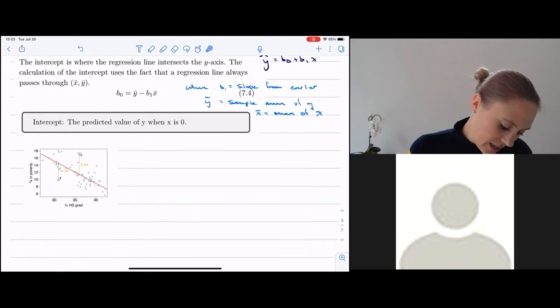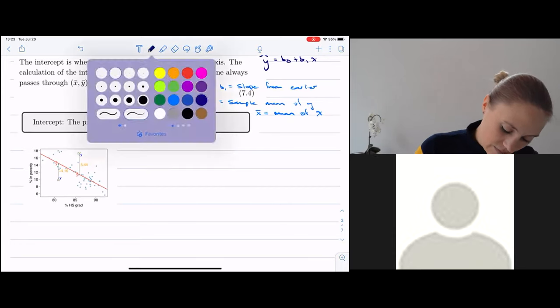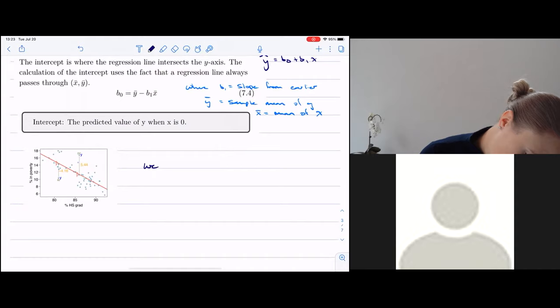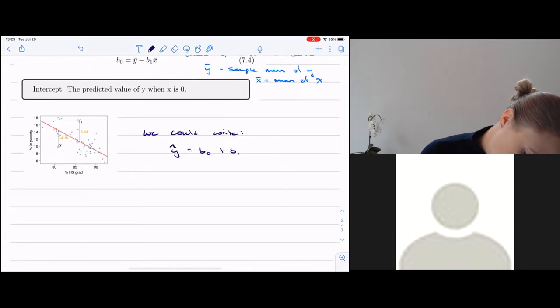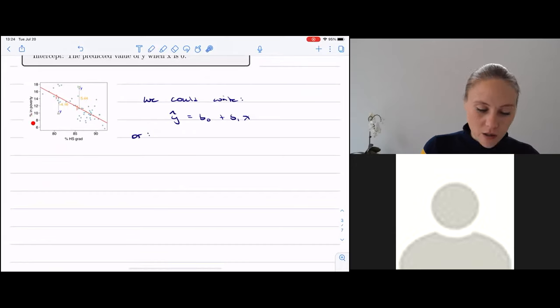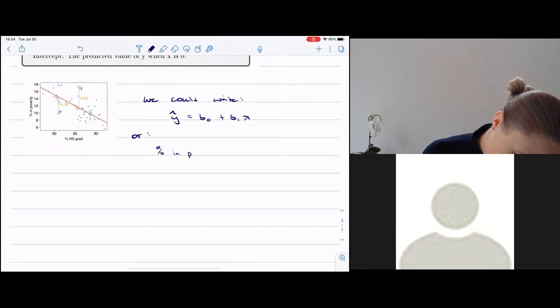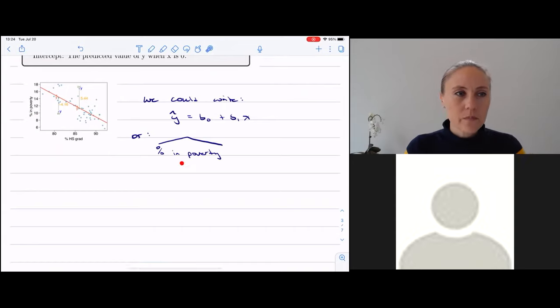So here, if we go back to that example with the percentage in poverty and the percentage of high school grads, we can rewrite our equation, and we're actually going to find the slope and the intercept for this data. Just so you know, we could write Y hat is B0 plus B1X, or if you prefer, because the percentage in poverty is the Y, you could write percentage in poverty with a big hat over it. How do you read that? You read it as the predicted percentage in poverty.